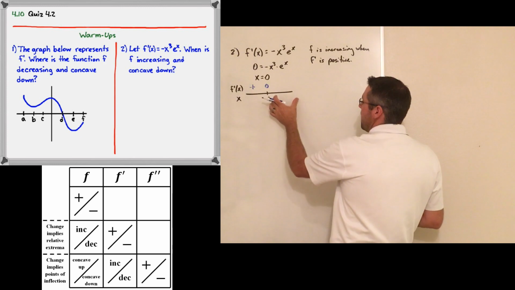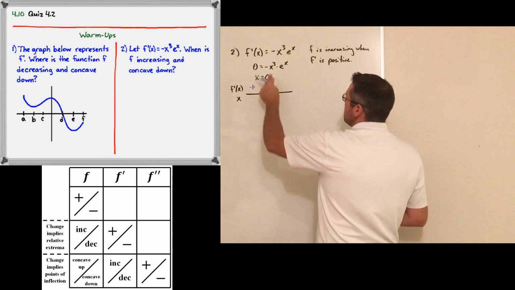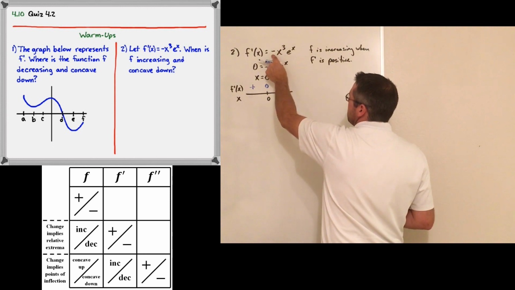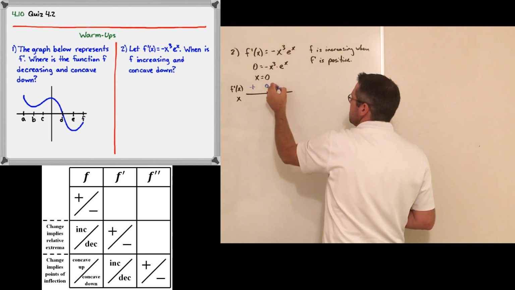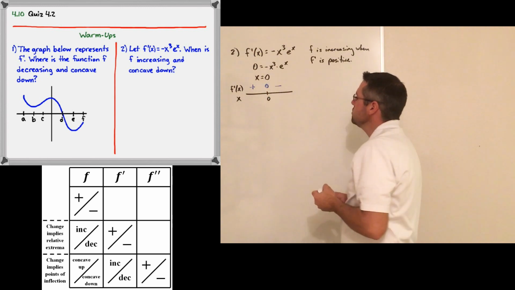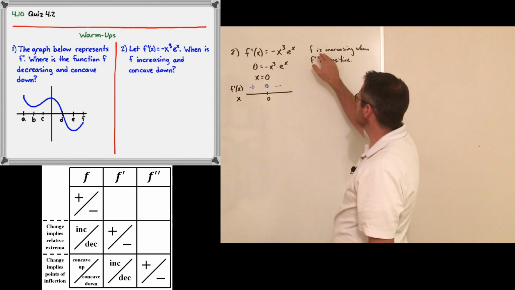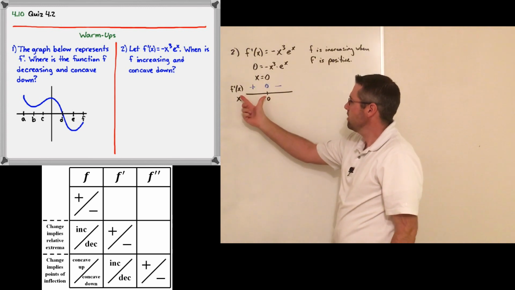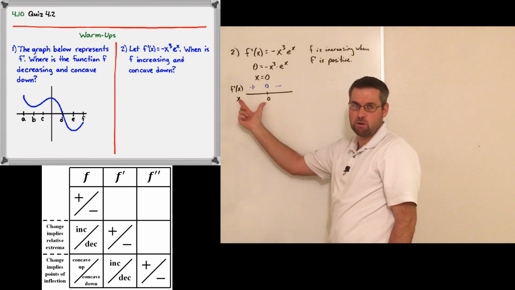So anything where x is a negative number will produce a derivative that is positive. Now if I plug in a positive value, x cubed would then be positive, times the negative is a negative, and then e to the x is positive. So a negative times a positive is a negative. So we can see that f is increasing when f prime is positive. So f is increasing from negative infinity to 0.